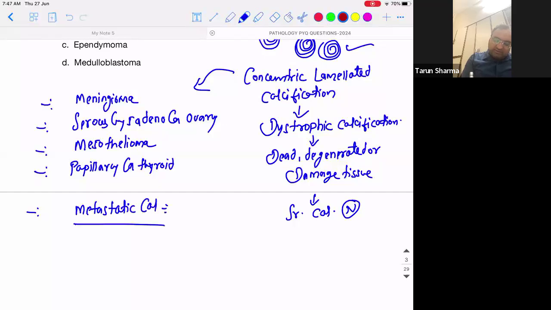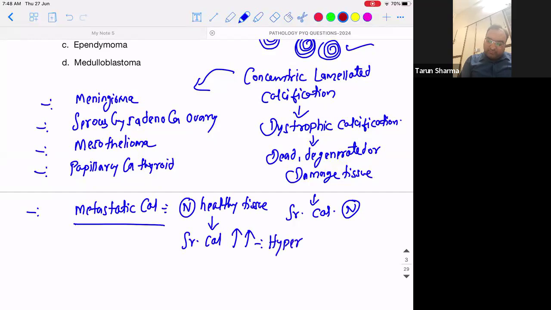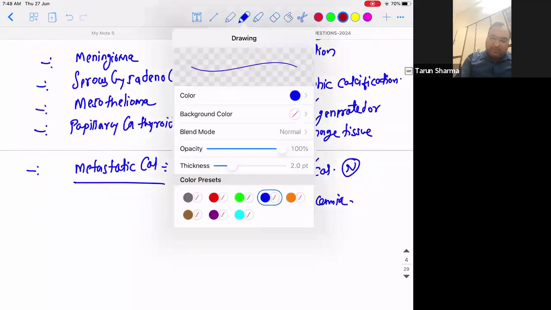Metastatic calcifications are seen in which conditions? In normal, healthy tissue, the calcification is called metastatic calcification. And in all the metastatic calcification conditions, you will see that the serum calcium remains elevated. So these are the hypercalcemia conditions. So how will you remember the conditions where you are going to see metastatic calcification? Very simple. You have to remember the causes of hypercalcemia. If you remember the causes of hypercalcemia, then it becomes very easy to remember the conditions where we can see metastatic calcification.